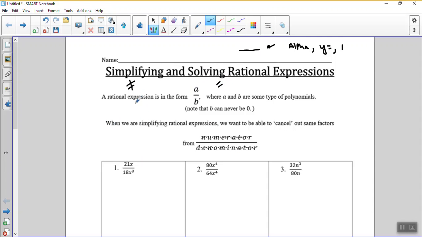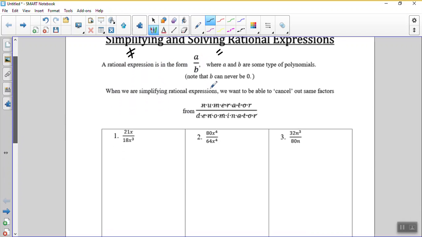Okay? All right, so it says here, a rational expression is in the form a over b, where a and b are some type of polynomials. So for a rational expression, you'll see the division symbol. And when we're simplifying rational expressions, we want to be able to cancel out the same factors from the numerator and the denominator.